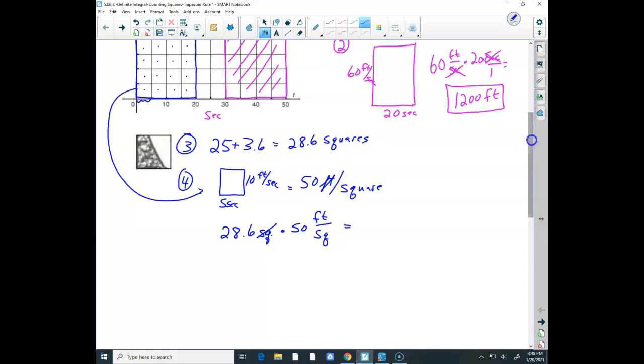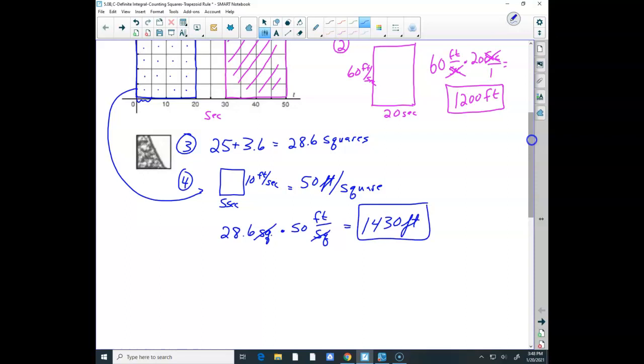What does that equal? I can see my units of squares fall out. 28.6 times 50. Well, if I took it times 100, that's 2860 divided by 2. That would be 1,430 feet is what it appears we traveled there.